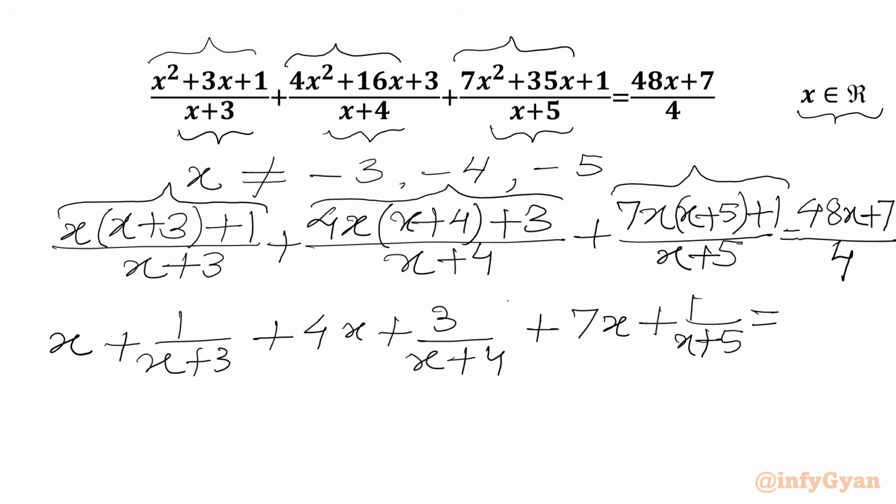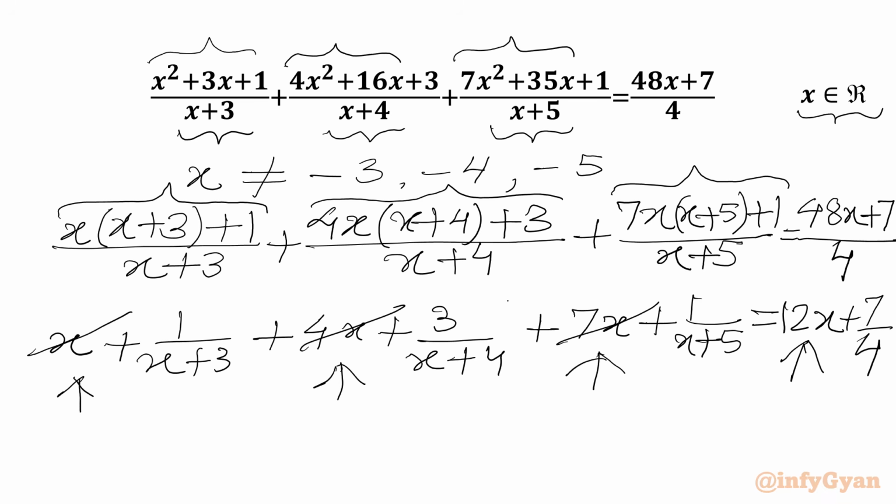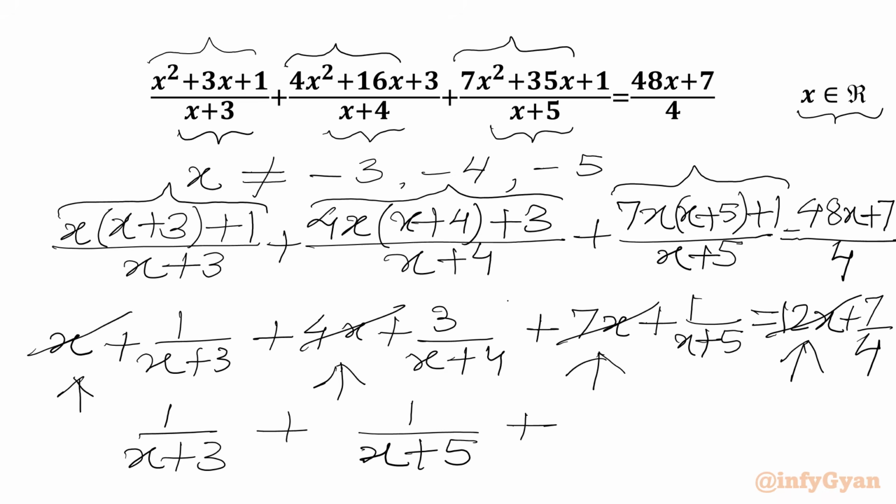and in RHS 48x over 4 is 12x plus 7 over 4. Now we have x plus 4x plus 7x in LHS, which is 12x, and it is there in the RHS also. So we will subtract 12x from both the sides. So we can write our equation 1 over x plus 3 plus 1 over x plus 5 plus 3 over x plus 4 equal to 7 over 4.